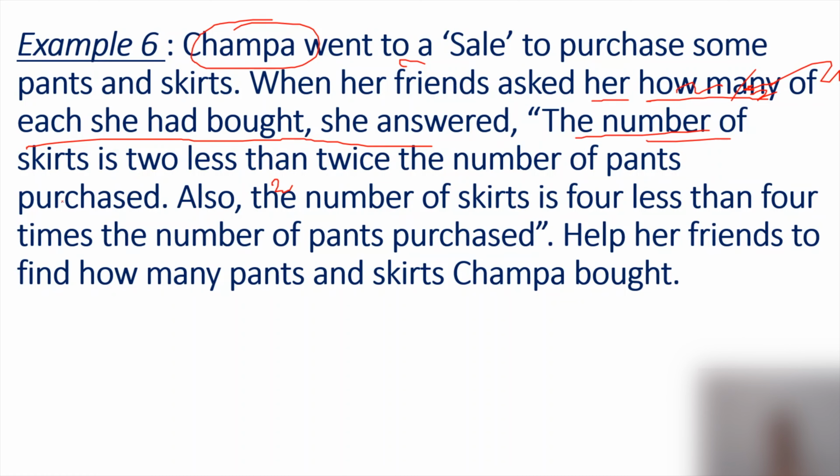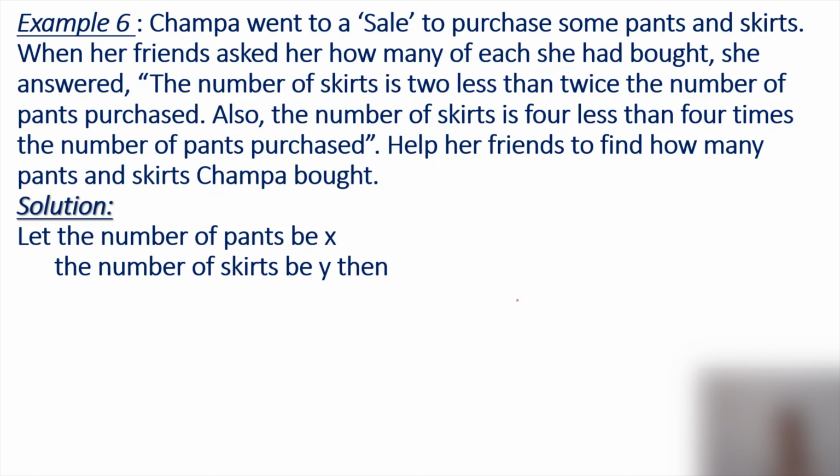The number of skirts is 2 less than twice the number of pants. As well as the number of skirts is 4 less than 4 times the number of pants she purchased. Help her friend to find out how many pants and skirts Champa bought. So what we can do, we can very first let Champa bought X pants and Y skirts.